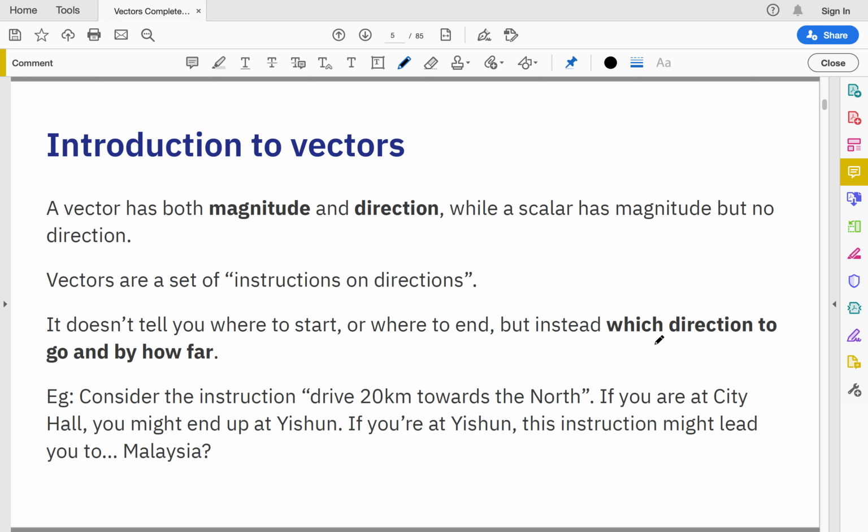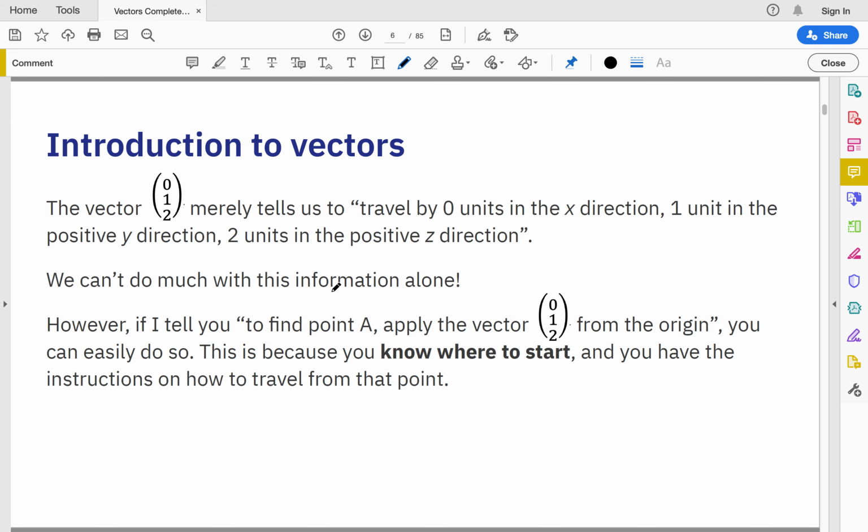What vectors actually are, they aren't points, but vectors are instead a set of instructions on directions. They tell you how to move. They don't tell you where to start or where to end, but they are just telling you which direction to go and by how far. For example, the instruction drive 20 kilometers towards the north could be an example of a vector. This is rather meaningless if you don't tell me where to start, because if you're at City Hall, you might end up at Yishun, but if you're at Yishun, you might end up in Malaysia. So a vector alone isn't very useful.